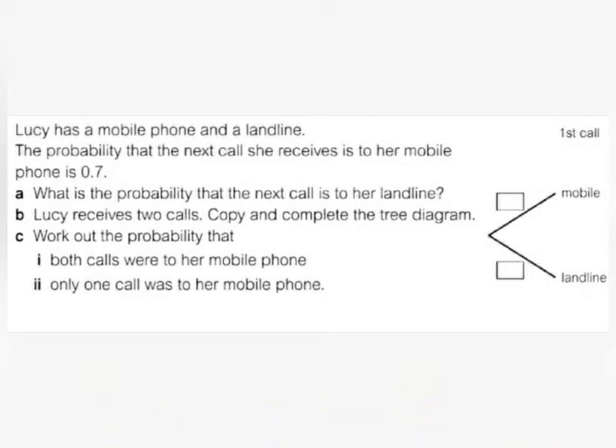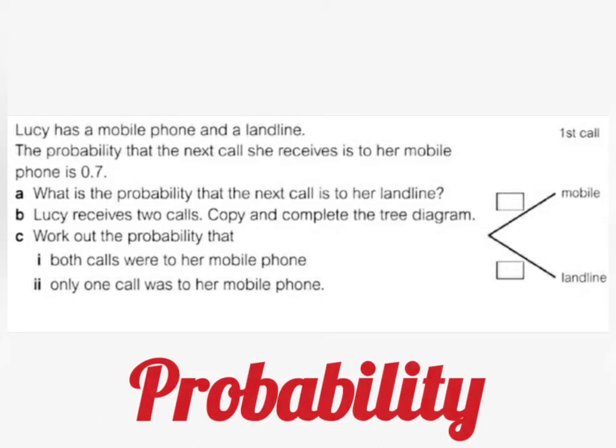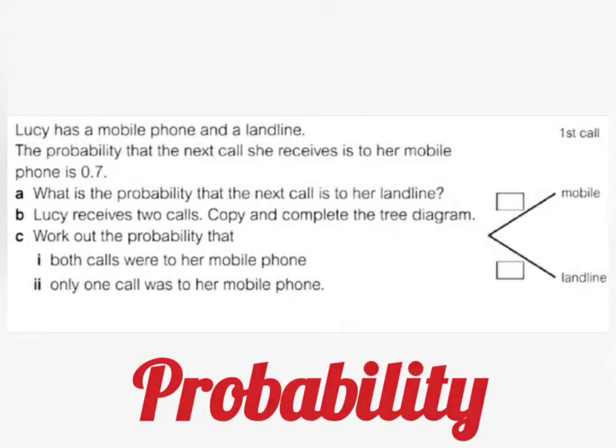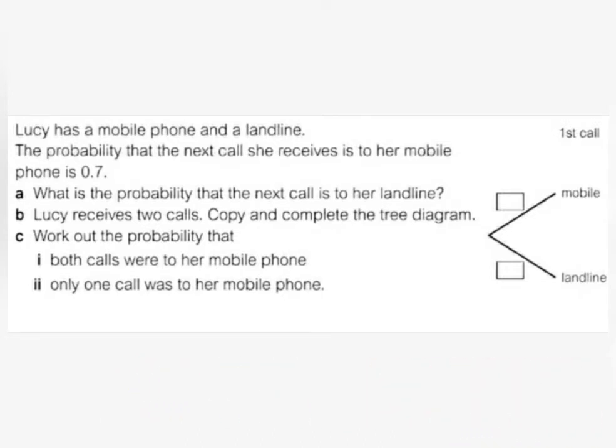In this video, we're going to talk about probability and how to use tree diagrams to describe probabilities. Now, the question says Lucy has a mobile phone and a landline. The probability that the next call she receives is to her mobile phone is 0.7. Question A, what is the probability that the next call is to her landline? Let's take a look first at the tree diagram and try to fill it up.